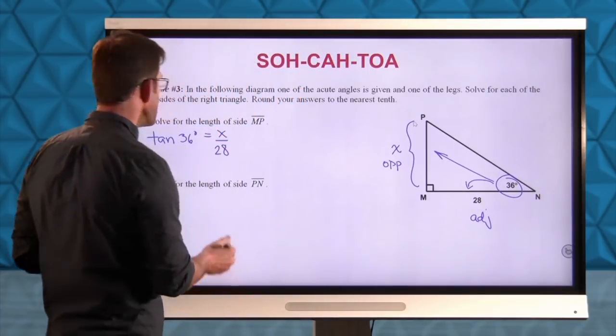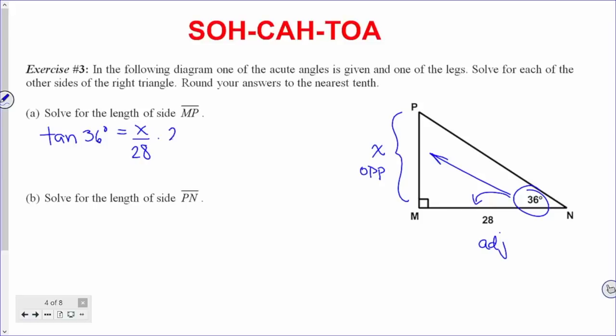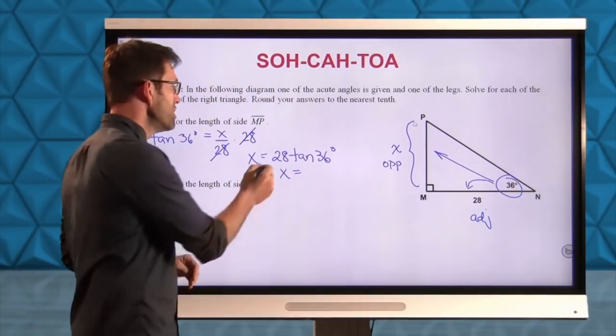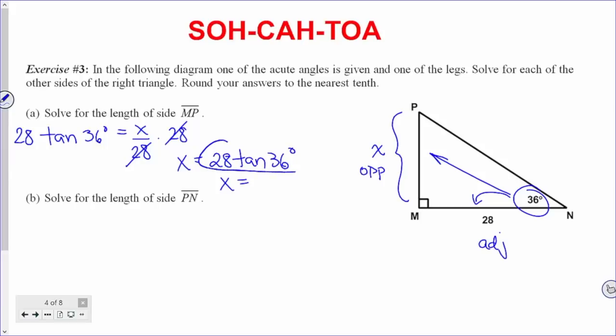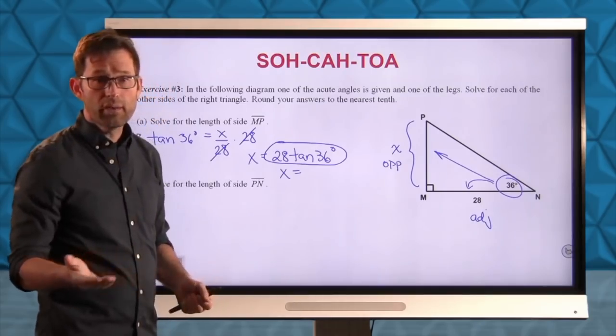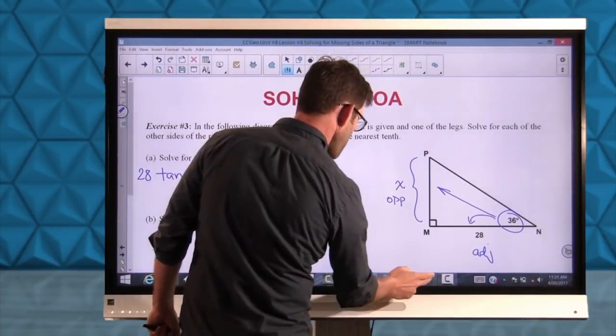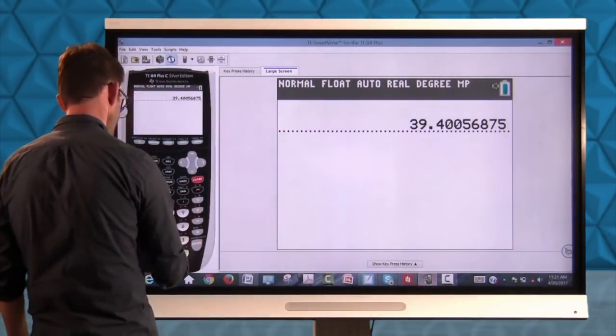In fact, what I'd like to do is solve for x by multiplying both sides of this equation by 28. And what I find is that x will be equal to 28 times the tangent of 36 degrees. And the beautiful thing now is that I can just type this expression, 28 times the tangent of 36 degrees, right into my calculator. Watch. All right, we want 28 times the tangent of 36.